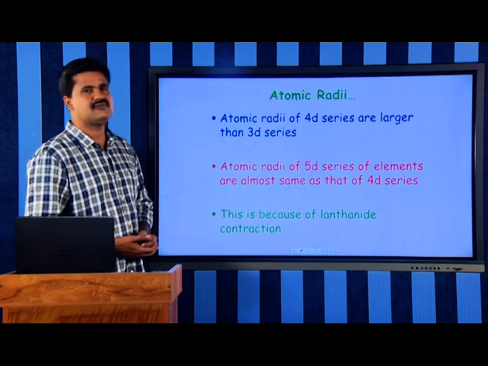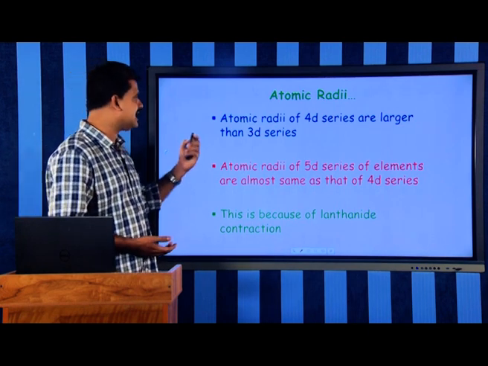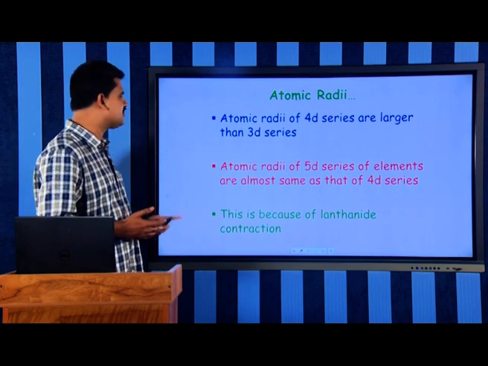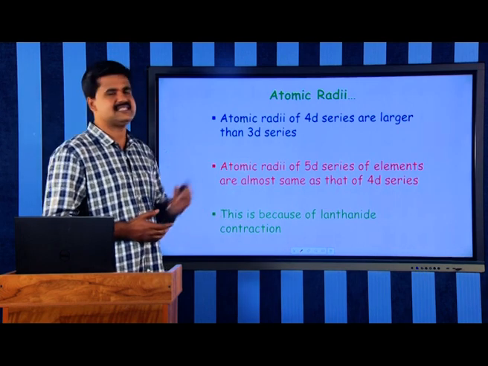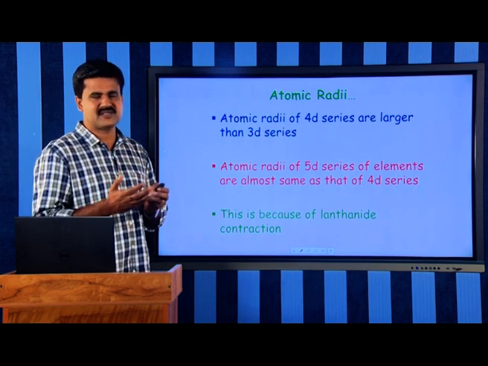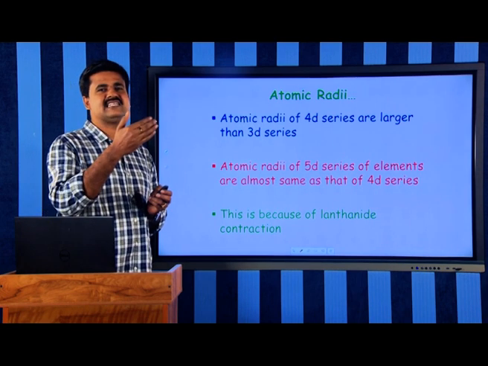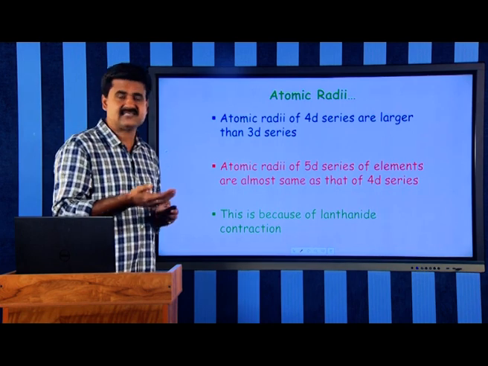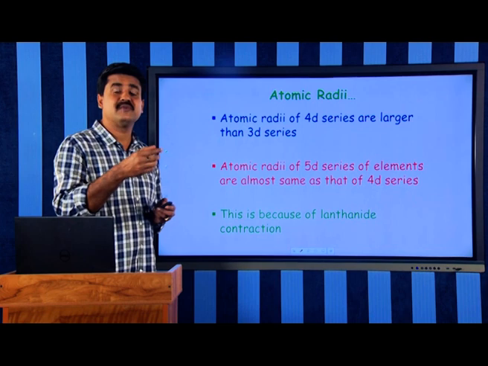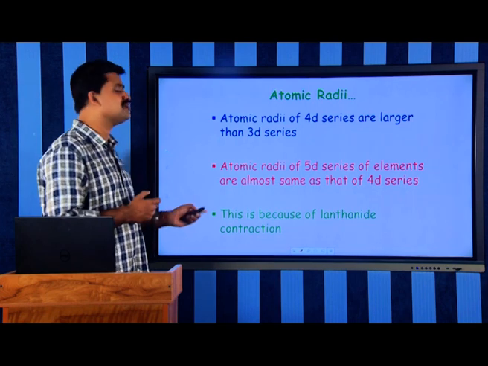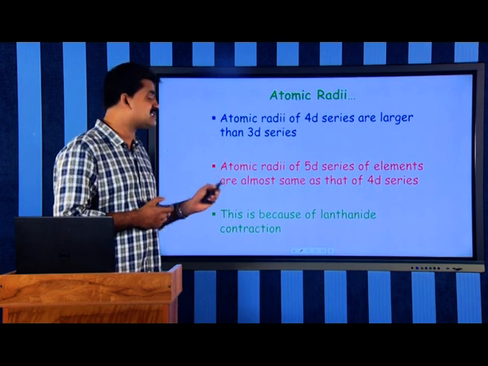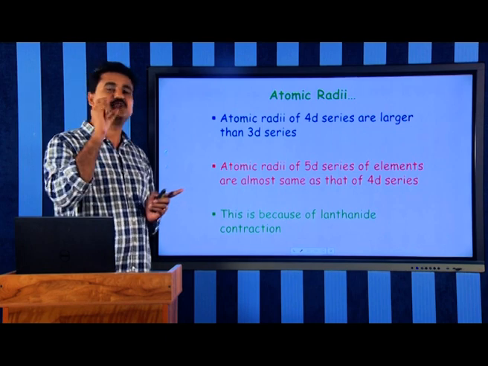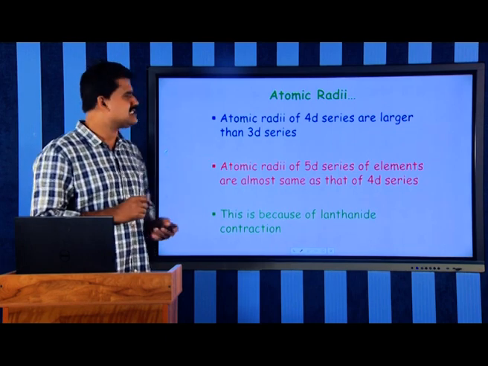Atomic radii of the 4D series are larger than the 3D series. However, atomic radii of the 5D series of elements are almost the same as that of the 4D series. Why does this happen? This happens because between the 5D series and the 4D series there occur 14 elements, the lanthanides, and lanthanides exhibit a decrease in size, that is lanthanide contraction, and this lanthanide contraction is responsible for the closeness of atomic radii of the 4D and 5D series.